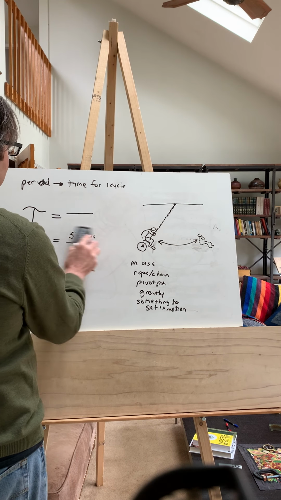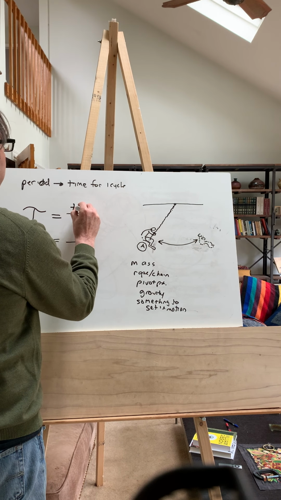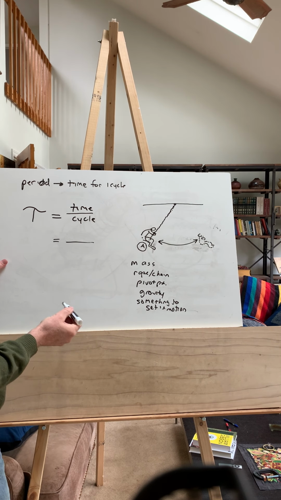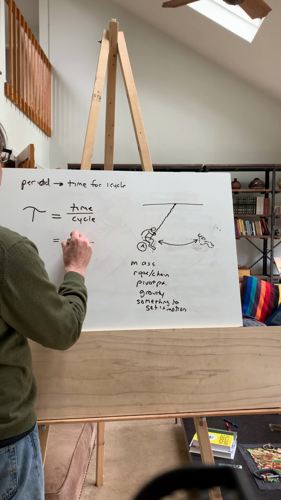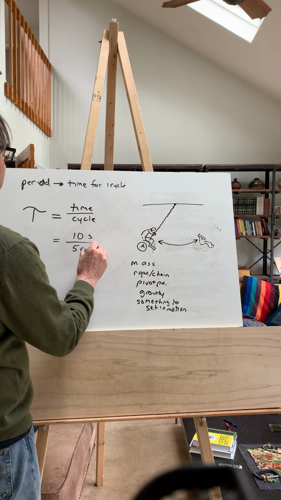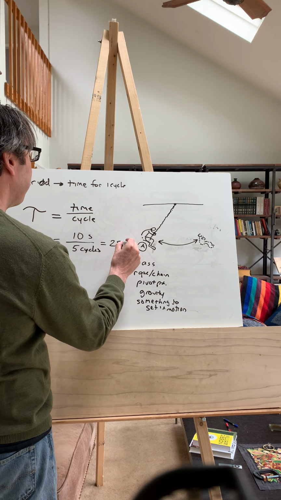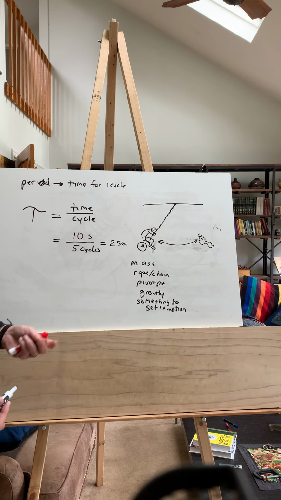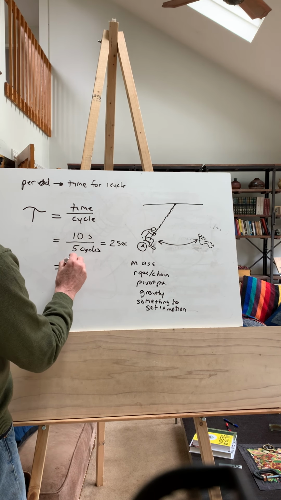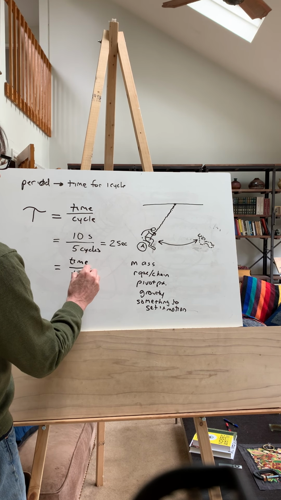I'm sorry, erase that. It's the time for a cycle. So effectively, to find that, we would observe the thing and say we saw it took 10 seconds to go through 5 cycles, then the period would be 2 seconds. Technically 2 seconds per cycle, but we'll typically just say 2 seconds. So the general formula for period is the time divided by the number of cycles.